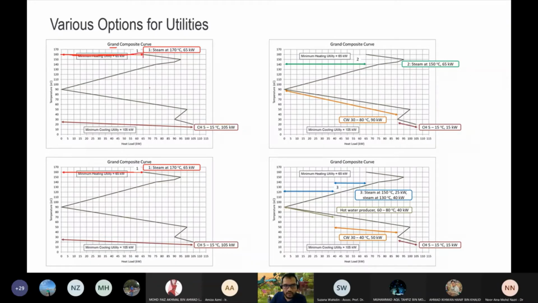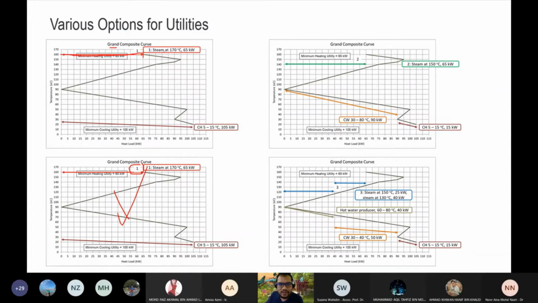Yeah, and then we could also use chilled water from 5 to 15 degrees C, all the way 105 kilowatts. So that is one option. The second option could be, for example, this one. We use the same steam, the same temperature of the steam. Okay, so I did not copy this correctly. So this is not a good example because this is the same. This one, the second option.